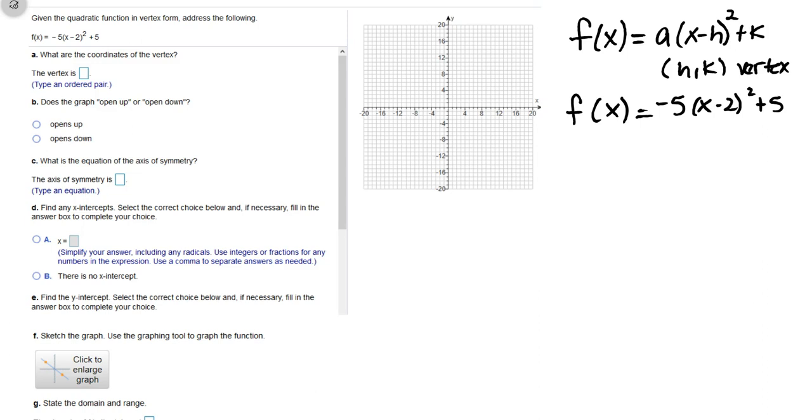Okay. So our function is f of x equals -5 times (x minus 2) squared plus 5. This 2 is in the same spot as h, and the 5 is in the same spot as k, making our vertex the ordered pair (2, 5). The next part says, does the graph open up or open down? And we can tell that this function, this parabola, will open down because of a. A is equal to -5, so my parabola will open down.